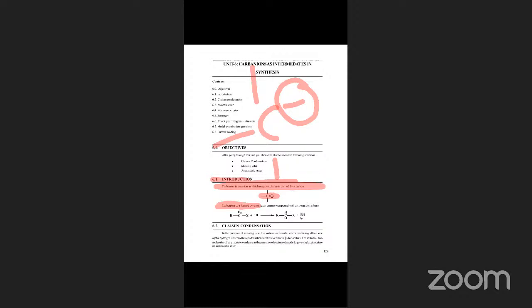Carbanions are formed from an organic compound by a strong Lewis base. What is a base? What is an acid? An acid releases H plus ions. A base releases OH minus ions. A base is always attracted to the proton. It abstracts any available proton. In the reaction, base B abstracts the proton and is converted into BH.